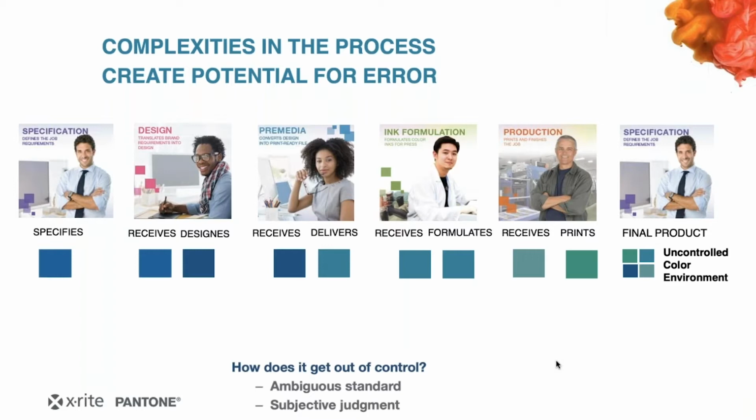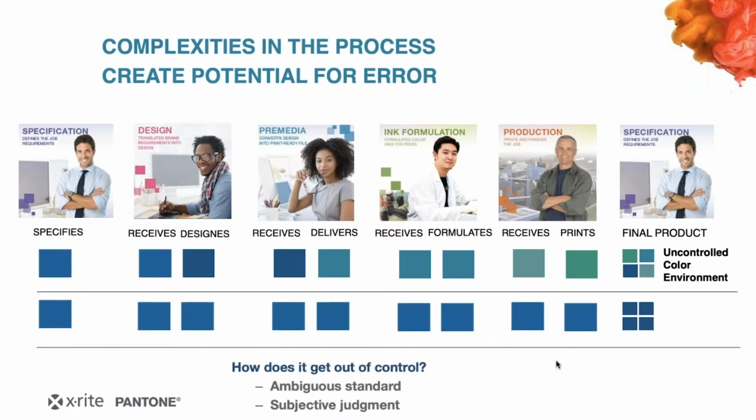What the brand wants, though, is consistency across the supply chain. And what this requires is an unambiguous definition of that color being communicated from user to user throughout this workflow. And that's a key part of what we're going to be looking at here.